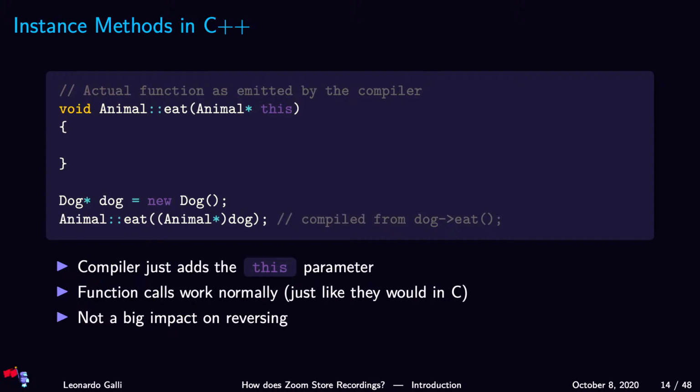Great. Now, how does it work with this eat function? So this is just like it would work in C, or really any compiled language similar to C. The only real thing the compiler does here is it adds this statement, so you can reference back to the class. Not really that important. This also doesn't really have a big impact on reversing, so this is very easy, especially very easy to figure out where this function is called from.